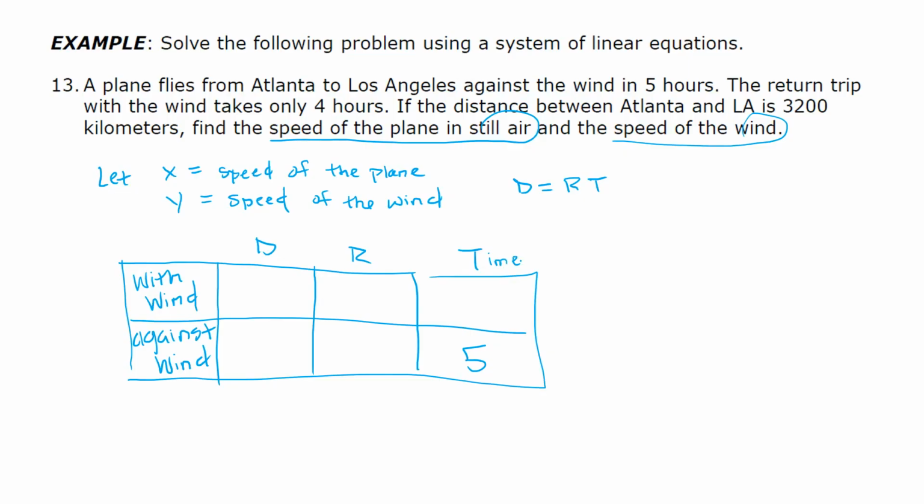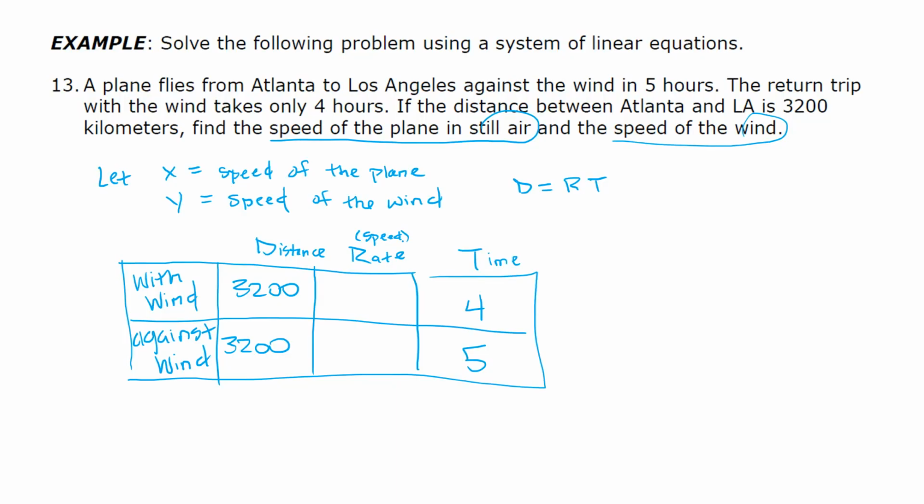The return trip with the wind takes only 4 hours. If the distance between Atlanta and LA is 3,200 kilometers, whether you're going with the wind or against the wind, the distance doesn't change. What is the rate or speed? Remember, this is distance. This is the rate or speed.